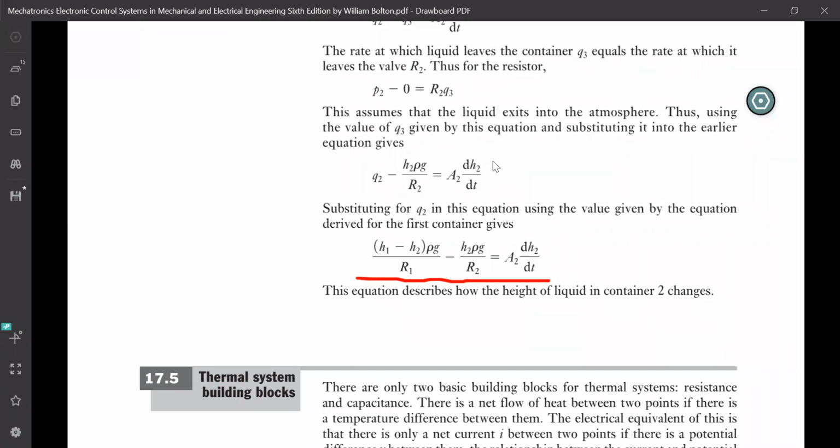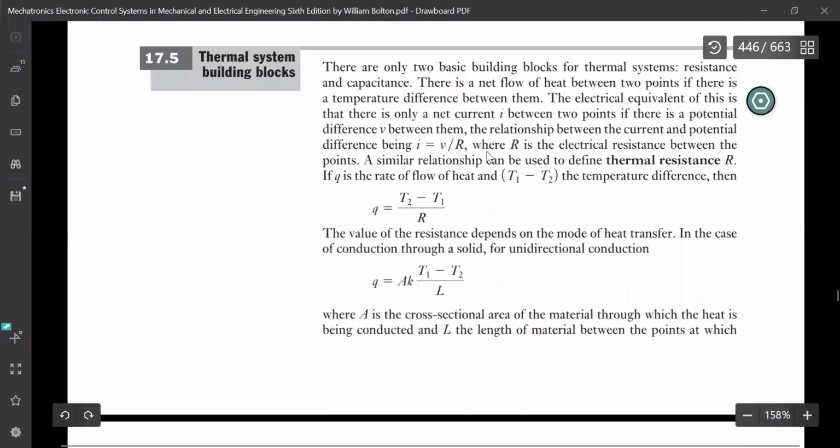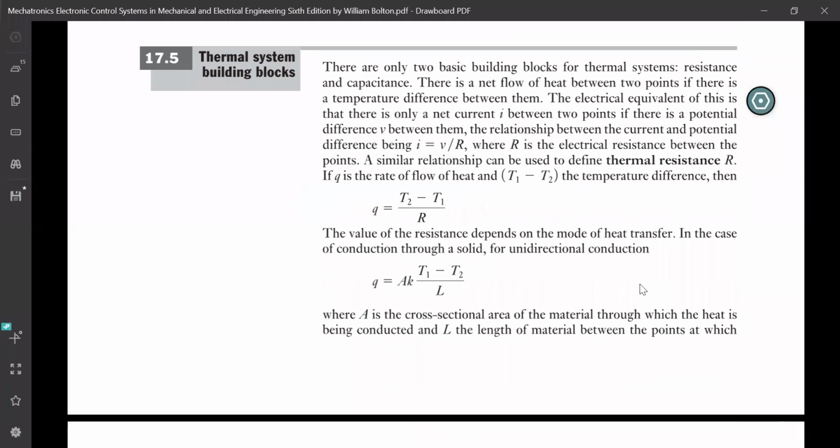Then the fourth and last system building block is our thermal system. There are only two basic building blocks for a thermal system: the resistance and the capacitance. There is a net flow of heat between 2 points if there is a temperature difference. The electrical equivalent of this is a current I between 2 points if there is a potential difference. So if there is a temperature difference between the 2 points, then there will be a flow of heat. Similarly, in the electrical analogy, if there is a potential difference between 2 points, the current flows.